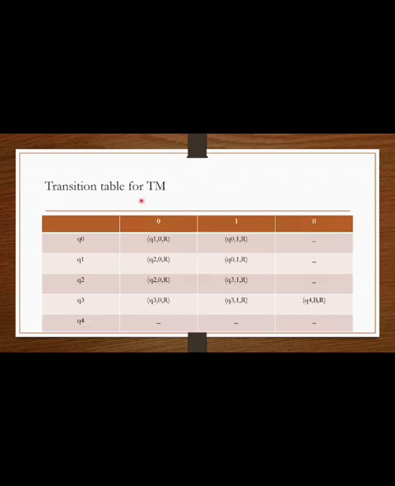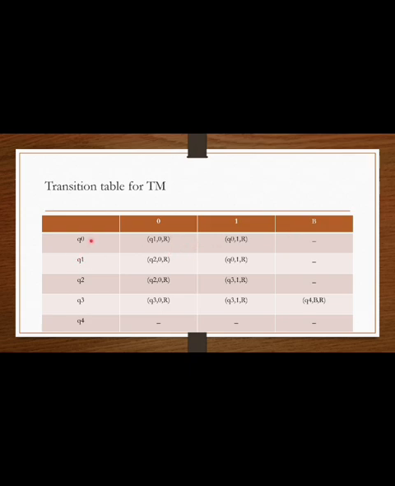This is the transition table for the TM. A Turing machine transition table tells us what state the TM is currently in, what symbol it reads, what symbol it writes back, which direction the head moves, left or right, and what the next state will be. In our problem, the TM only moves right because we are simply scanning the string to detect the substring 001.